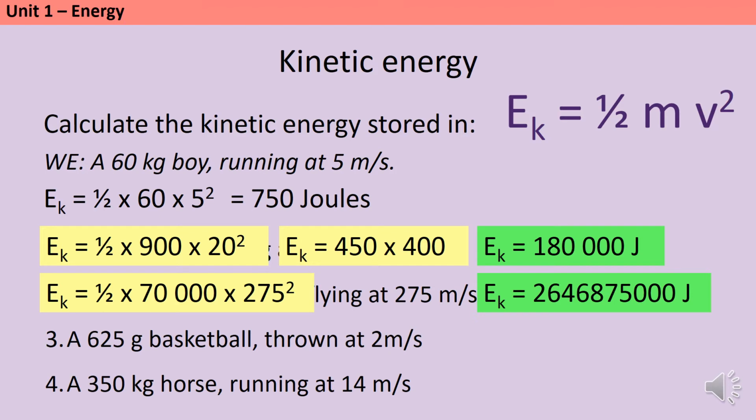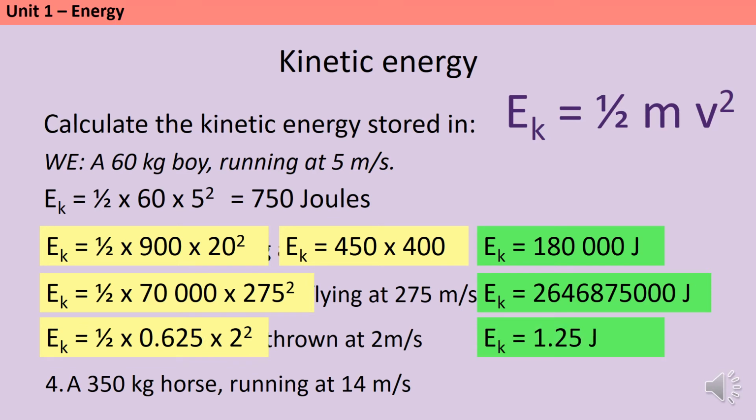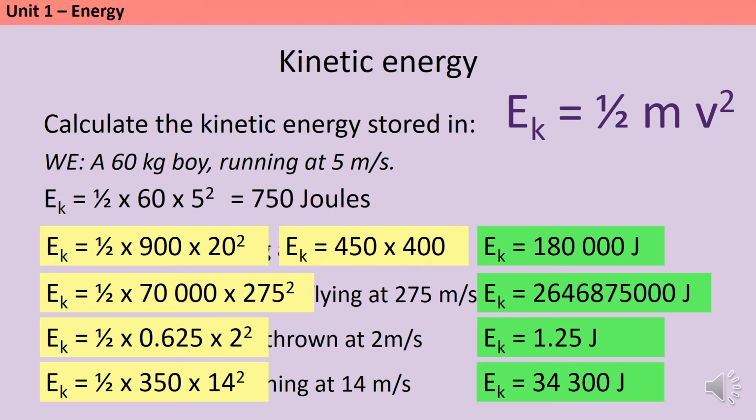For the basketball, you need to make sure that you've converted the mass into kilograms before you start. So we're going to have half times 0.625 times 2 squared, which gives the basketball just 1.25 joules of energy. And then my 350 kilogram horse has 34,300 joules of energy.